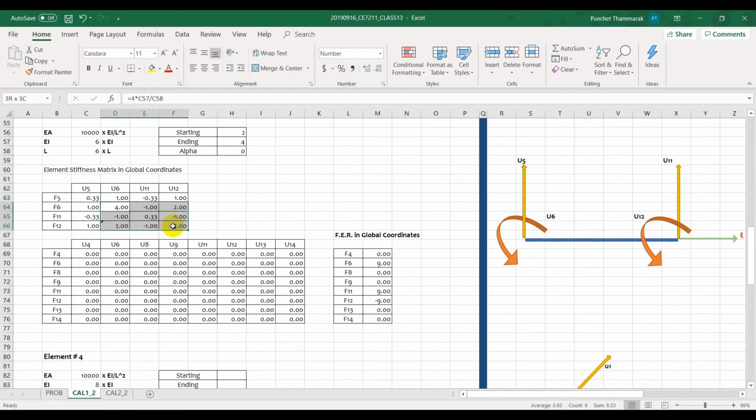So only this group: 6, 11, and 12. Start with 6, 11, and 12.